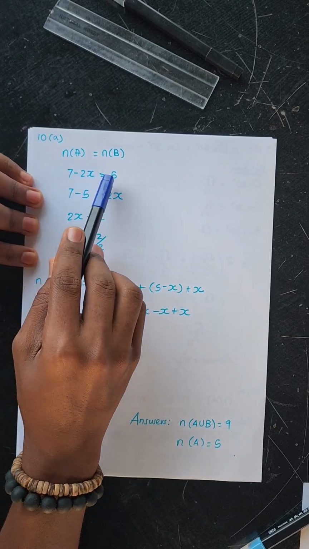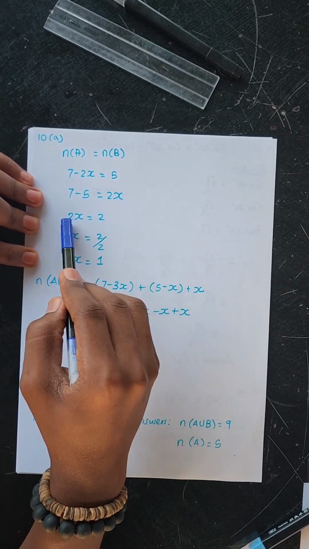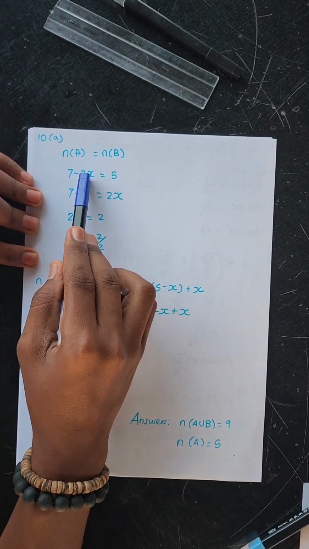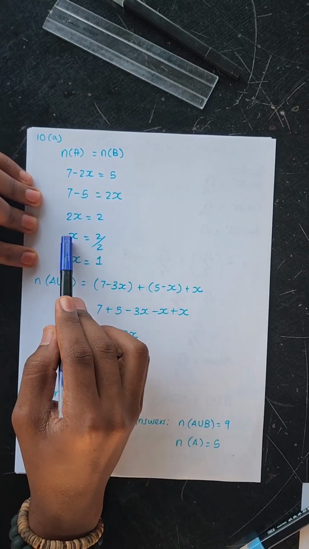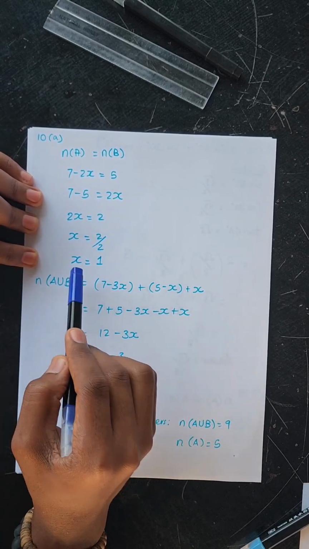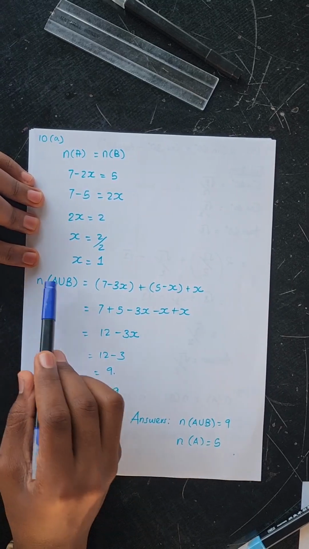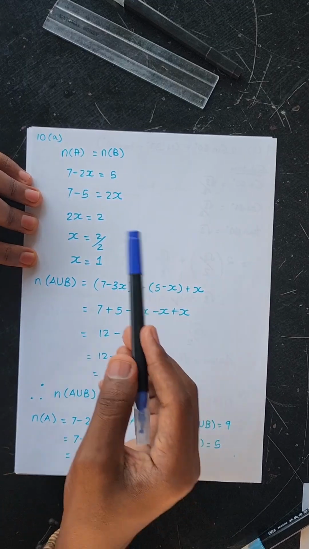So 7 minus 2x equals 5. 7 minus 5 equals 2x. 2x equals 2. So I've shifted 5 on this side and minus 2x on that side. Divide by 2 on both sides, we have x equals 2 over 2, which gives us the value of x equals 1.